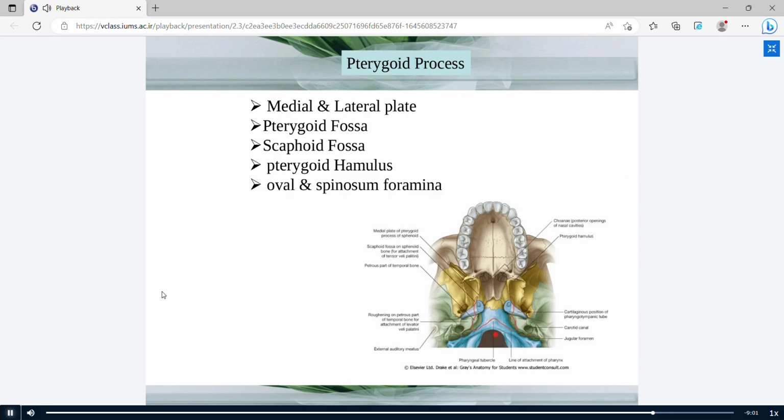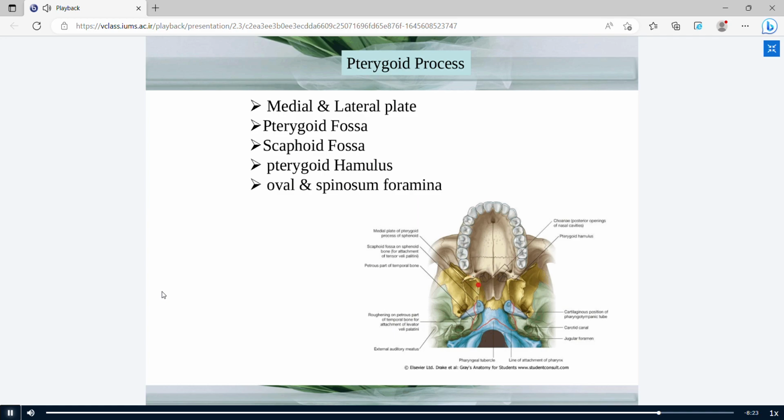And finally, on the external surface of the base of the skull, you can see the pterygoid process. The pterygoid process consists of two plates, the medial plate and the lateral plate. There is a fossa between the medial plate and the lateral plate. The fossa is called the pterygoid fossa.